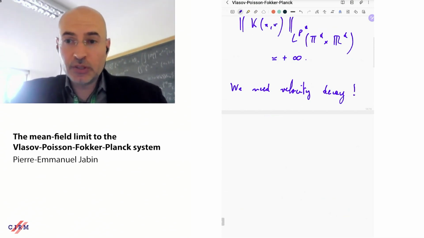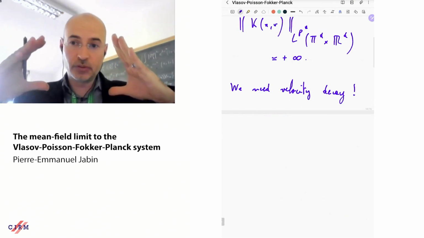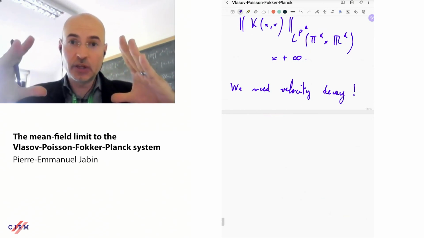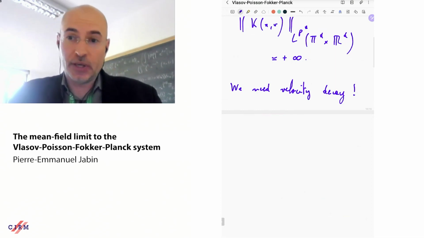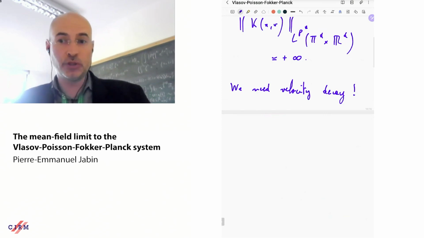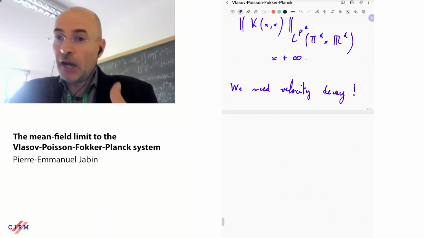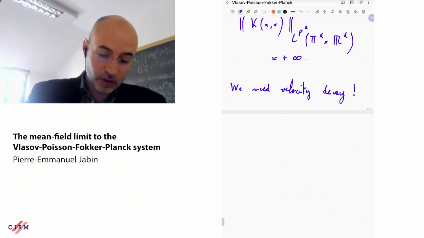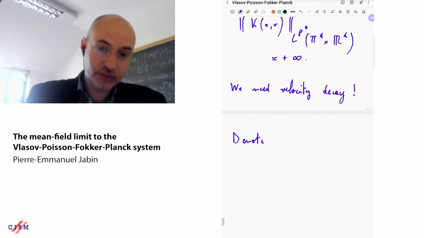And I need velocity decay, and I need a velocity decay that is going to be nice with respect to my tensorized object. And so what I would like to have is Gaussian decay in velocity, which is compatible with the diffusion, so that's fine. But I don't know how to get this out of here. And so here things get a little bit more technical.